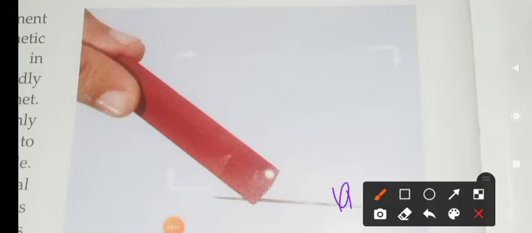Why? Because we are stroking the needle with the north pole of the magnet, and since we are starting from here, the north pole will be on the right side and the south pole will be on the left side. Thus the permanent magnet is made. Okay children, is it clear for you? Hope you have understood this concept well.